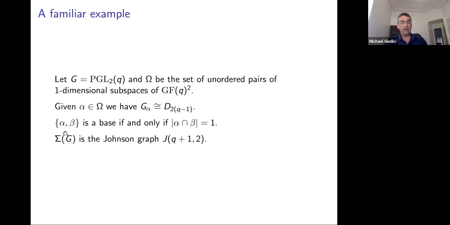And then you can show that if I take two subsets, then they form a base if and only if their intersection has size 1. And okay, we all know then that the graph is the Johnson graph. Okay, so I get these nice Johnson graphs. They're arising as the Saxl graph of PGL2Q.